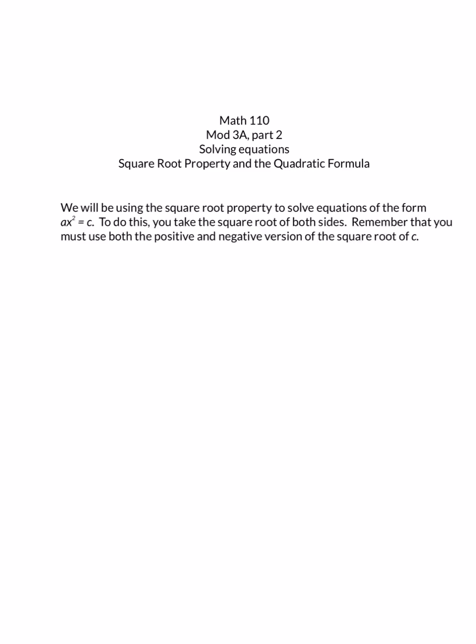In the second part of Mod 3A, we are still going to be solving equations, but we are going to use the square root property and the quadratic formula as our techniques. We're going to start out by using the square root property to solve equations that are in the form of ax squared equals c. When you are using the square root property, you take the square root of both sides, and you must remember that you have to do the positive and the negative of the square root of c.